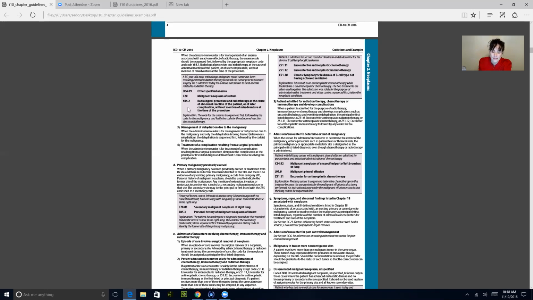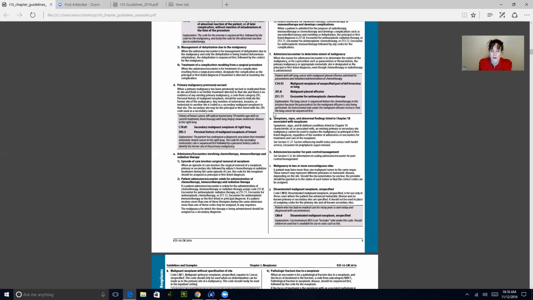Moving on, we have our next section, which is for primary malignancy previously excised. When a primary malignancy has been previously excised or eradicated from the site, and there is no further treatment directed to that site, there is no evidence of any existing primary malignancy, a code from category Z85, personal history of malignant neoplasm, should be used to indicate the former site of the malignancy. Any mention of the extension, invasion, or metastasis to another site is coded as secondary malignant neoplasm to that site. So the secondary code may be the principal or first listed with the Z85 as a secondary code.